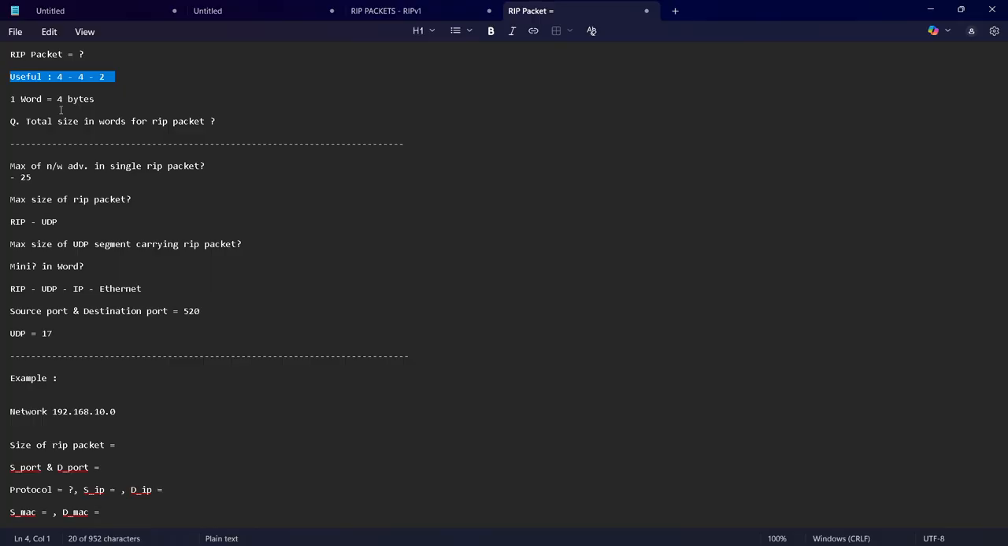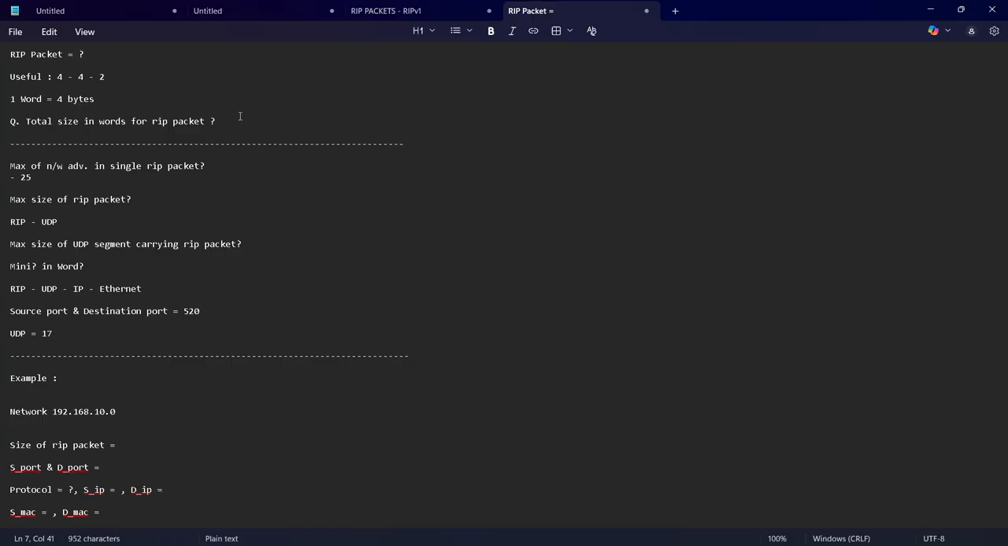Right. Now, if there is one network advertised, so the total size in word for RIP packet will be what? So it will be the 6 words all total, because one word is for RIP header. Initially it was 4 bytes equivalent to one word, and rest is 20 bytes, which will become 5 words, because 20 divided by 4, so all total 6 words, right?